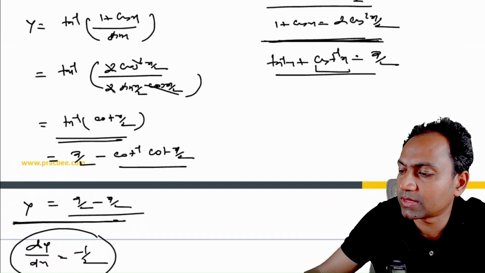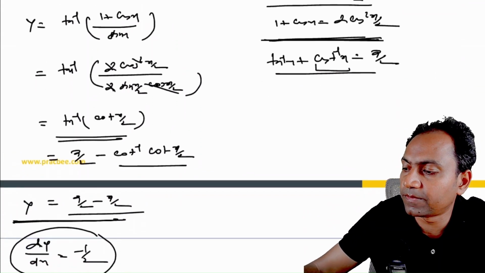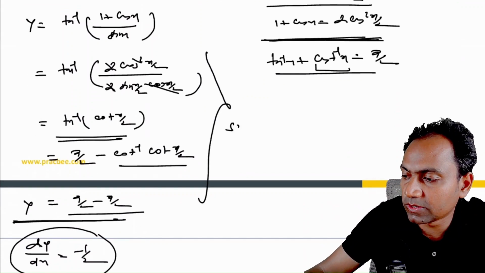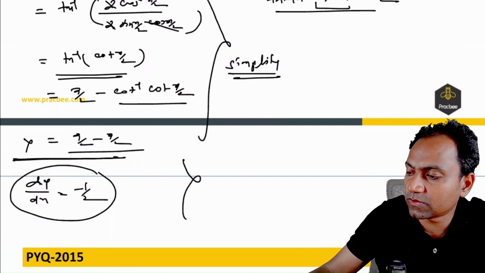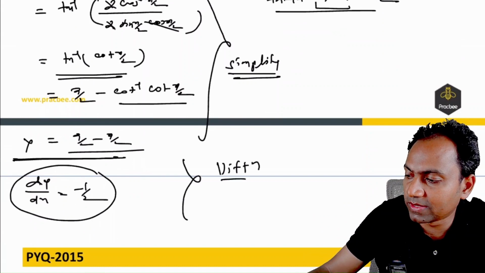So this is a question in which we were able to simplify. So this was simplification, and then differentiation was very simple. If you do not simplify, then differentiation becomes lengthy.